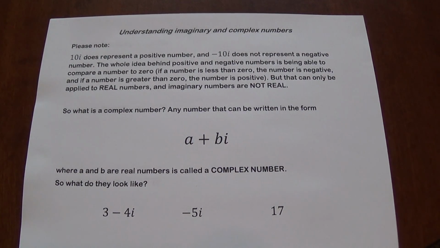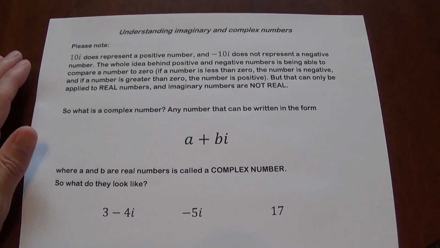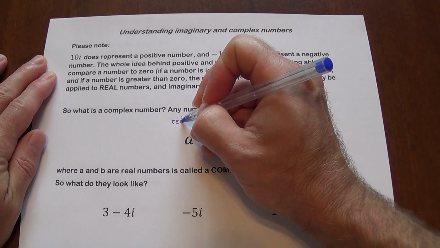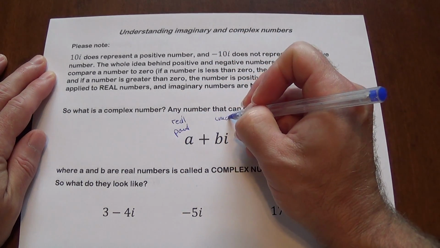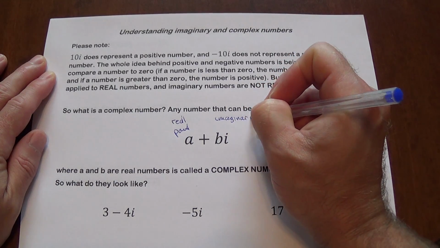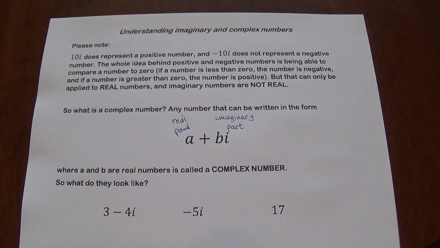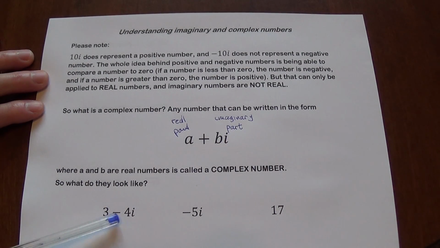So what is a complex number? A complex number is any number that you can write in this form. We have two parts here. a is what we call the real part, and bi is called the imaginary part. And a and b can be any real number. So what can they look like? You can have a number like 3 minus 4i. You have a real part and an imaginary part.